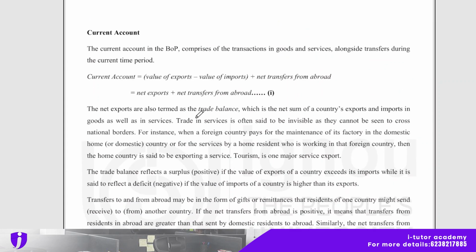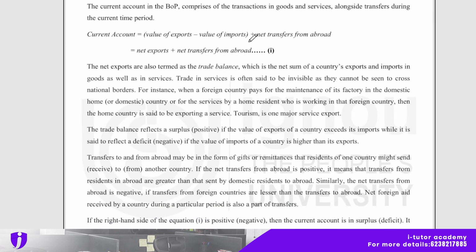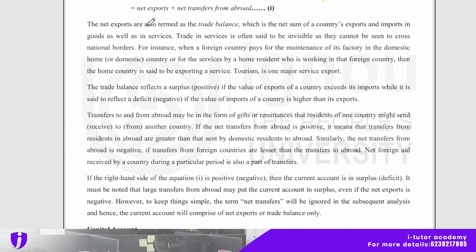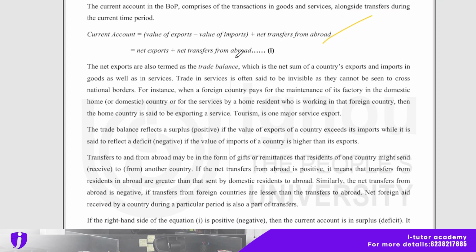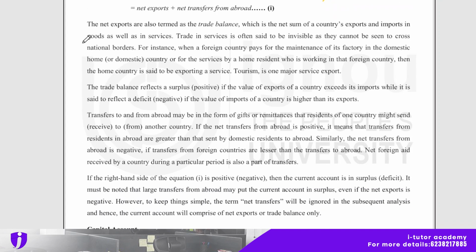The current account in the BOP comprises the transactions in goods and services alongside transfers during the current time period. So current account is equal to value of export minus value of import plus net transfers from abroad. And again, it simplifies to net export plus net transfers from abroad. Exports minus imports is also termed the trade balance, which is the net sum of the country's exports and imports in goods as well as in services.